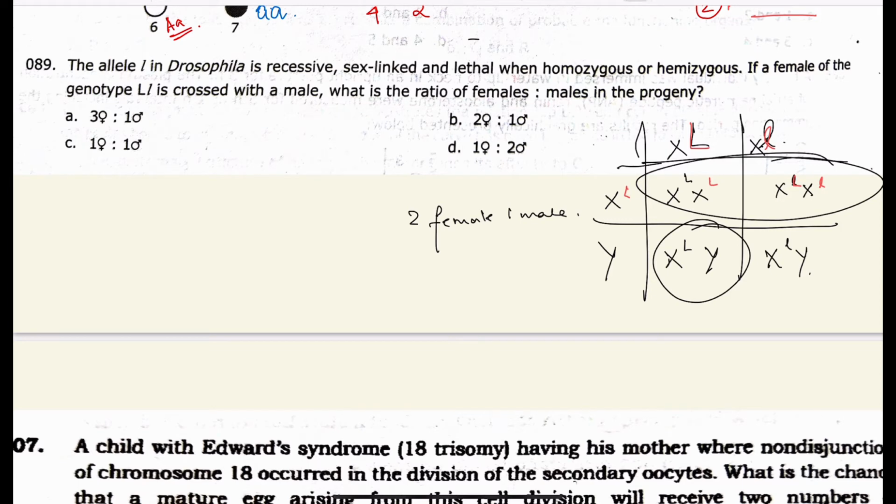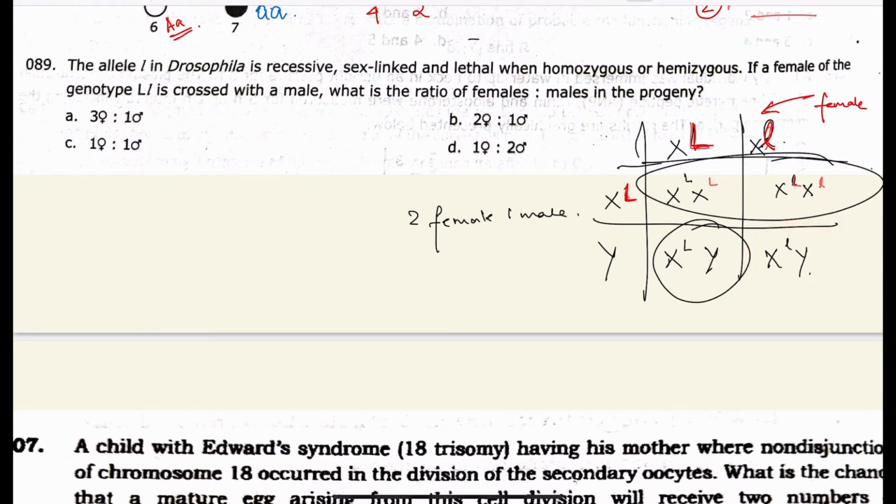So we'll consider a female heterozygous. Of course they have given the alleles capital L and small l, and we'll cross it with a male. The male won't have a small l allele, but the male X chromosome will have a capital L, since that is not lethal. So we'll cross, and we first get X capital L X capital L, then X capital L X small l, then X capital L Y, and X small l Y.